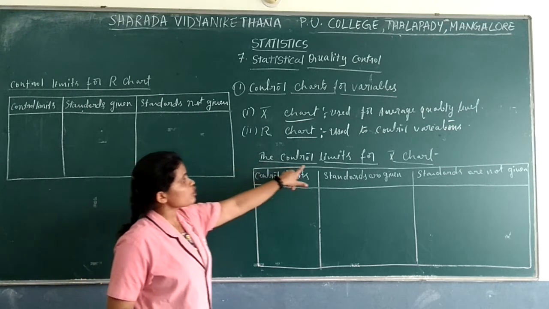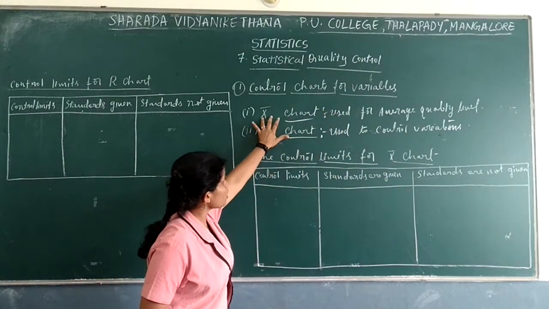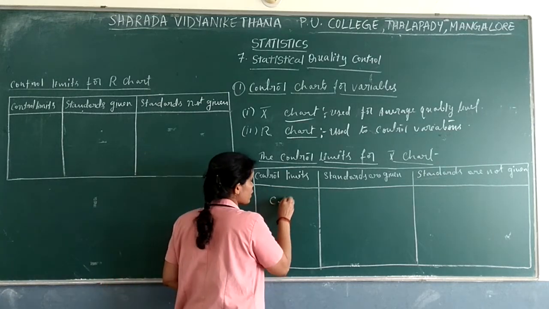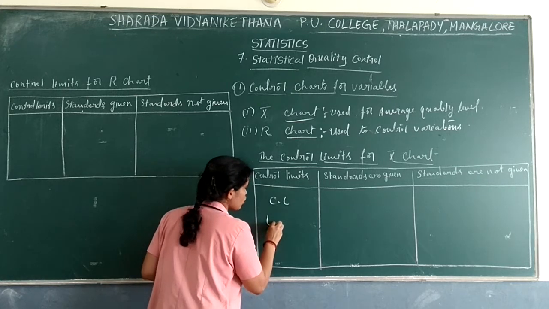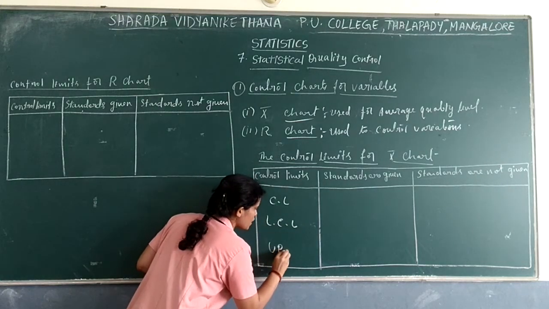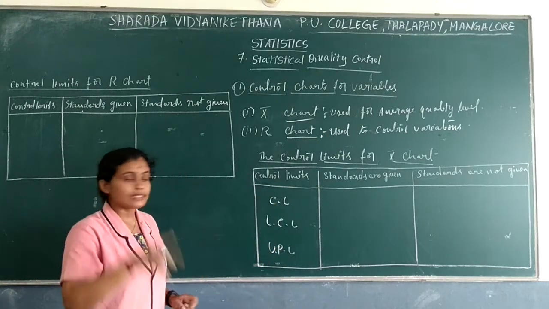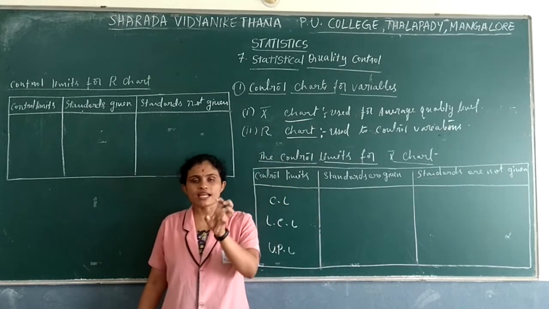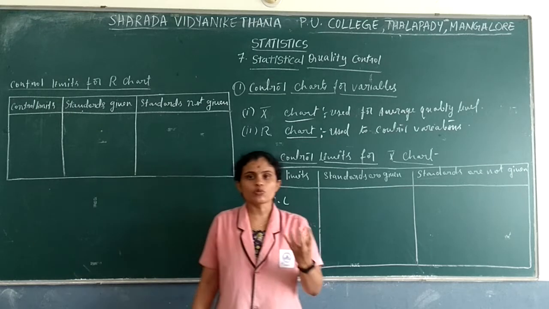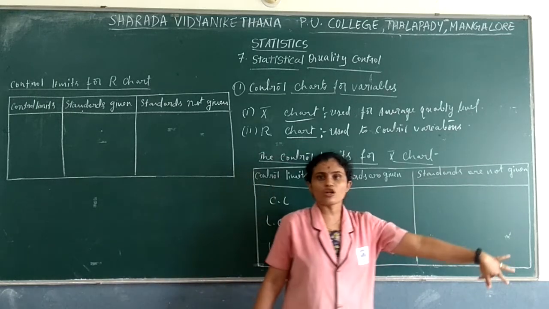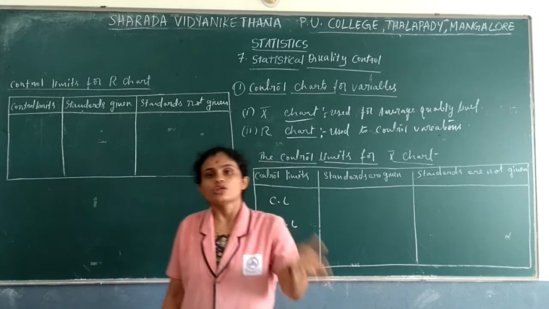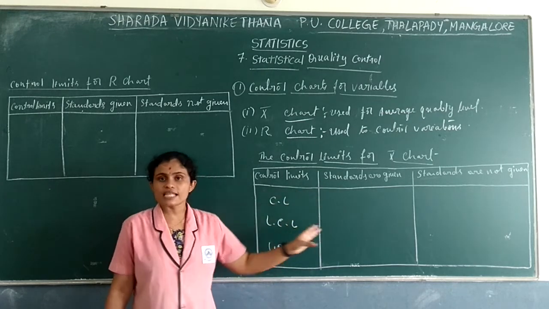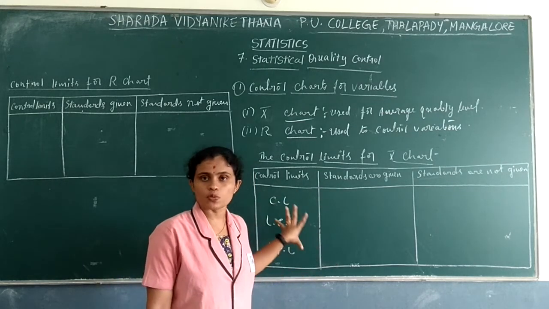Now, first we will see the control limits for the X bar chart. The control limits are the central line, the lower control limit and the upper control limit. Then you will get two kinds of problem there. One, where standards are already given to you, and by using that you find the values. And the other, where standards are not given, so you have to find the standards and also the limits. In this case, standards are given, so you just have to find the values for the limits.